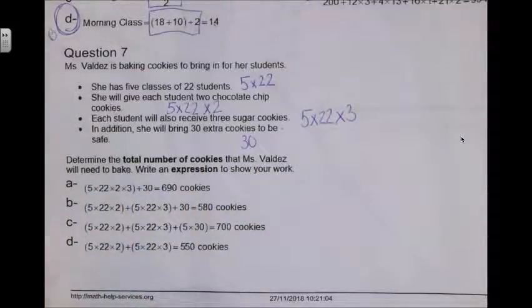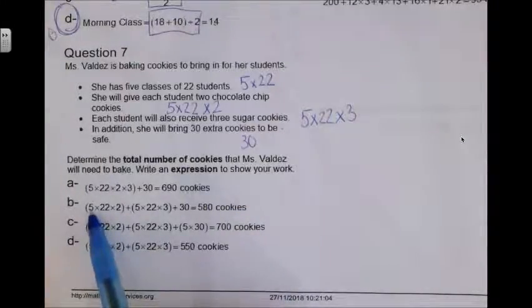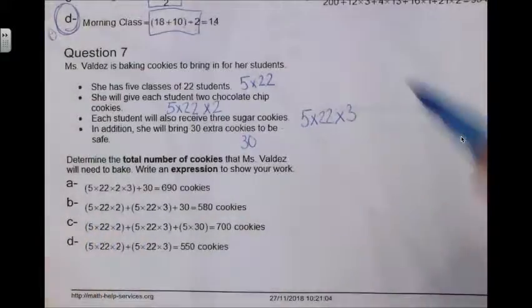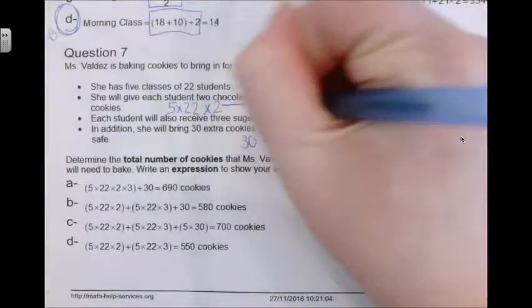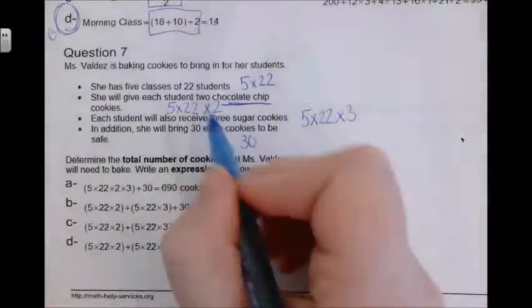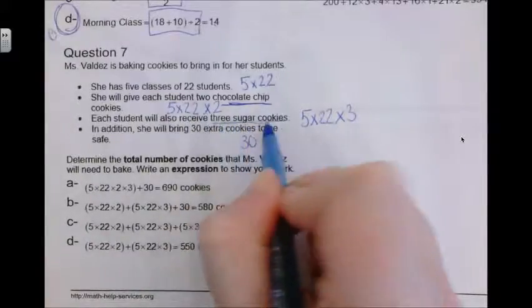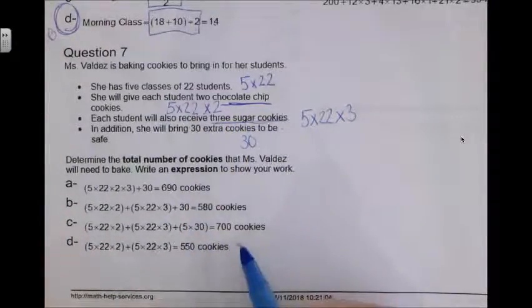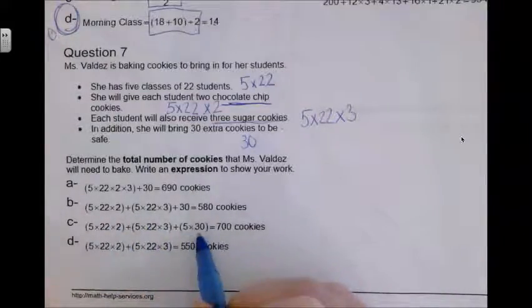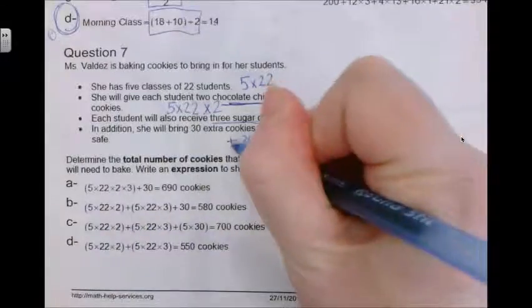So like I said, in this one, we don't actually have to do any calculations. Since they have different answers anyways, like this one here, B is saying 5 times 22 times 2, which was our chocolate chip. That's what we wrote down for chocolate chip. Plus 5 times 22 times 3, which is our sugar cookies. Plus 30. Okay, so here they did 5 times 30, it was the same kind of thing, but there is actually just an extra 30 cookies to be safe. So B was our right answer here.